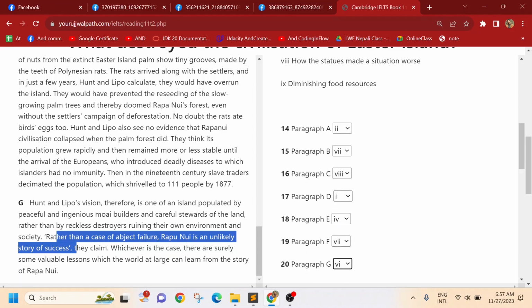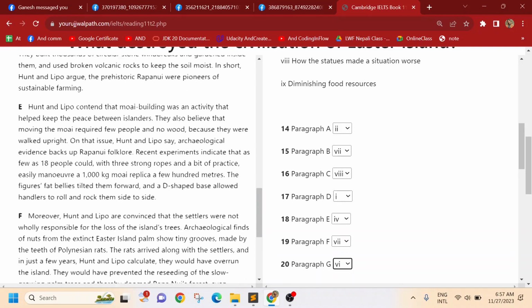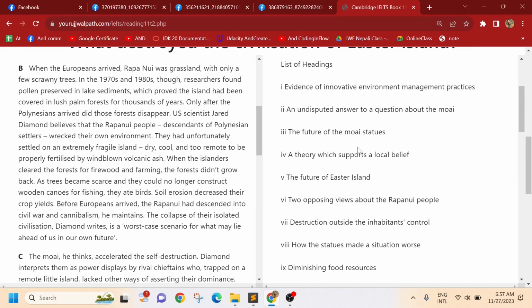So what we should do further is we should now solve the problem with paragraphs B and F. Let's go with paragraph B and put the option down over here. As we read out the first line and the last line, we chose destruction because there were grasslands, and also it's a worst case scenario.